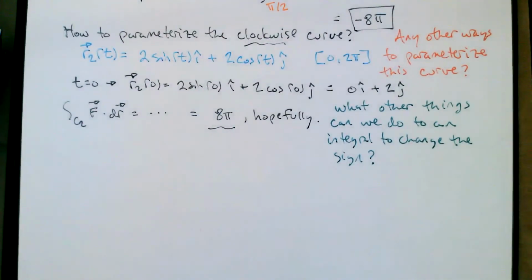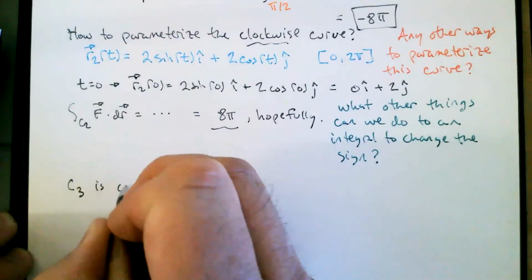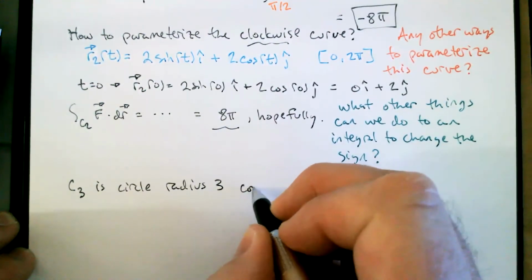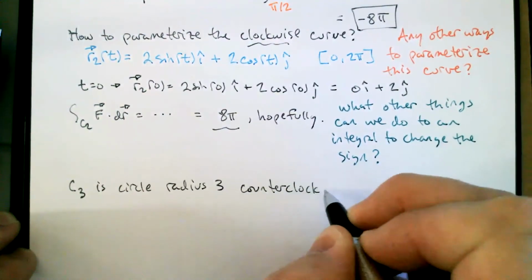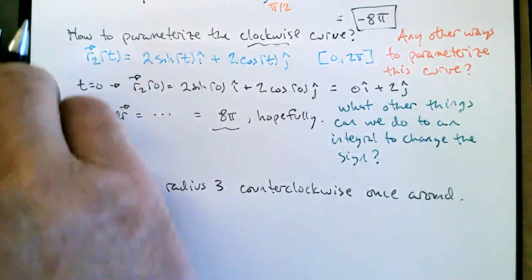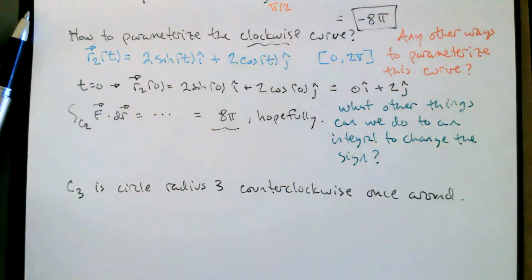Let's change another thing. Suppose C3 is going to be a circle of radius 3, going back to counterclockwise once around. Let's think about what changes would happen to the parameterization.